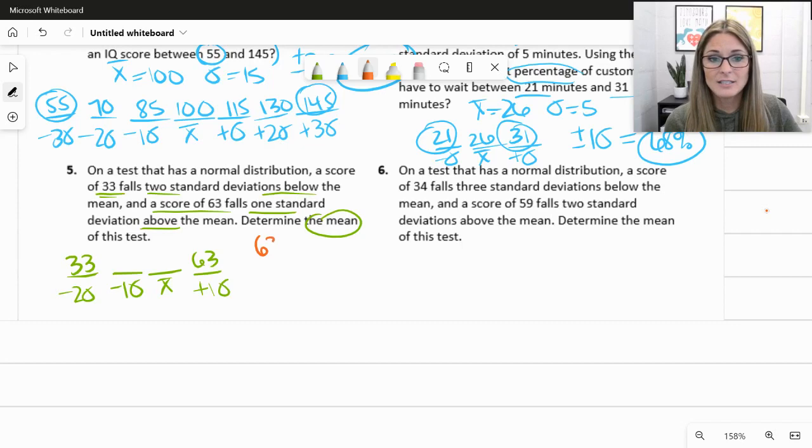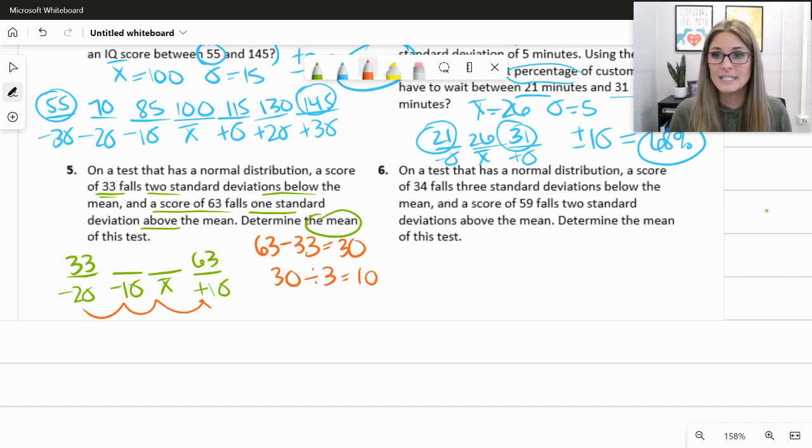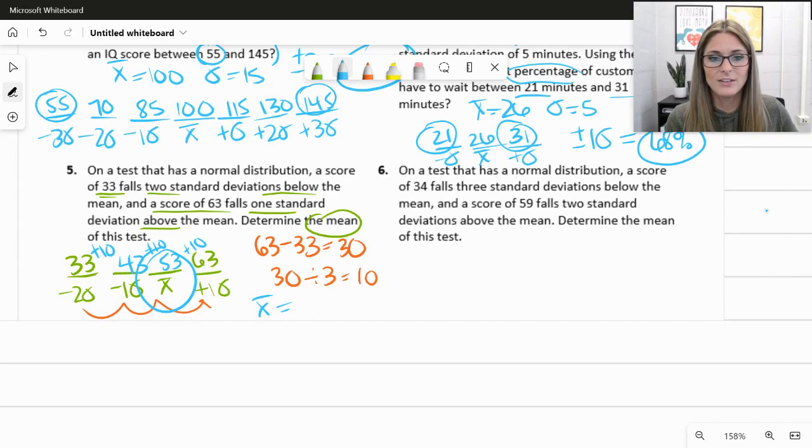So let's find that range: 63 minus 33 is 30. And between these values, we had 1, 2, 3 standard deviations. So take your 30 and divide it by 3, gives us 10. 10 is our standard deviation between each of our values. So you could do 33 plus 10 gives you 43, plus 10 gives you 53, and plus 10 gives you that 63. Our mean was 53.